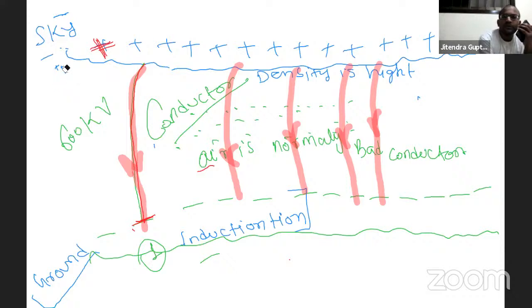Air is normally a bad conductor, but as it gets a heavy potential of 600 kilovolts, the electricity passes through it. Good, very good try. Can you try once again? The sky is positively charged, the ground is negatively charged, so lightning goes from sky to ground.